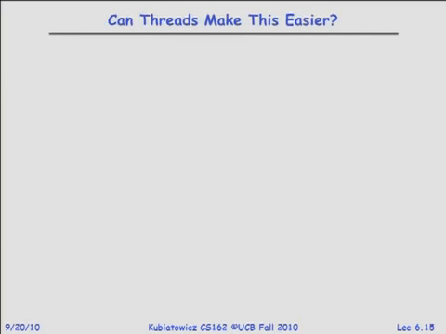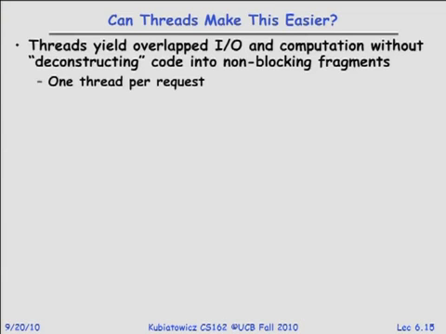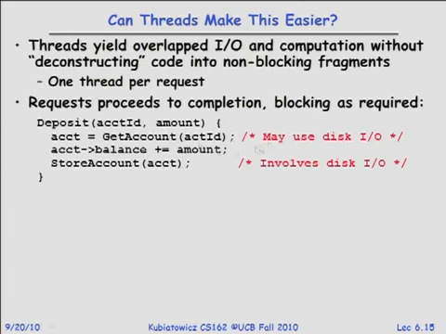So can threads make this easier? Well, threads can overlap I/O and computation without deconstructing the code. You could view what I did there: the request comes in, it looks up the account, then it does some stuff, it stores the data back. That's an obvious thread of control, and what we did earlier was deconstruct it into pieces and put it on an event queue. With threads, we just keep that obvious pathway. We have one thread per request, and the request proceeds to completion, and it goes to sleep if necessary.